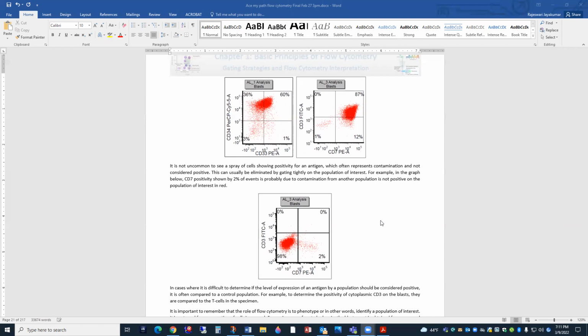So that's the basics of flow cytometry interpretation. When we go through each of our chapters, we'll discuss the specifics, and we'll also learn more and more about interpretation.